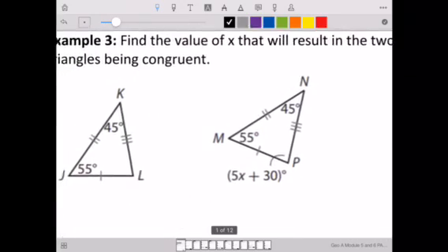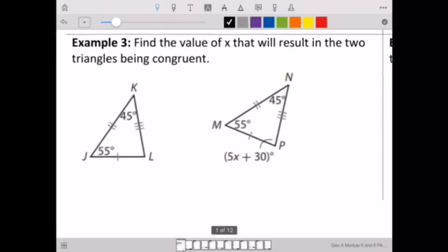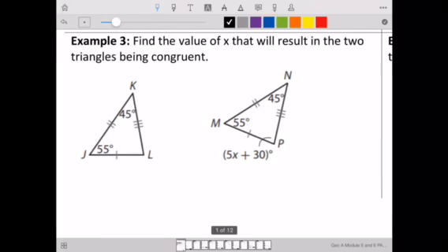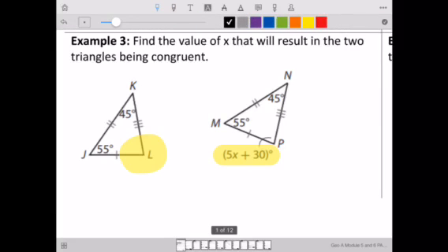Example 3. Find the value of x that will result in the two triangles being congruent. So we want to figure out, in this 5x plus 30, what does x need to be so that these two triangles can be congruent? Well, that means in the other triangle, I need to match with angle L. But right now, angle L is not labeled. But we can figure it out.